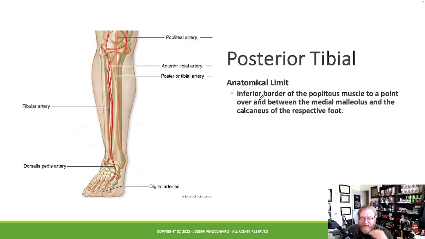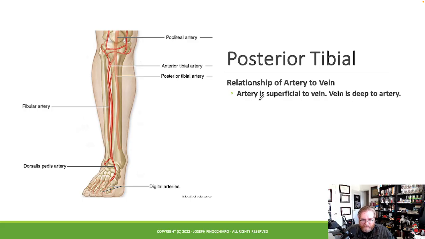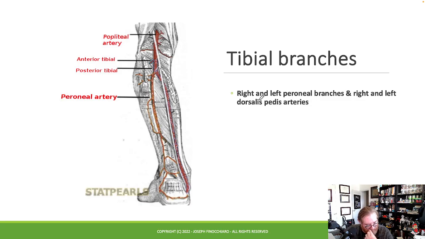It is very hard to confuse the anterior and posterior tibials if you simply know what the calcaneus is and if you know what the dorsalis is. It is very, very easy to keep them separate. There is no difference. The artery is superficial to the vein. The vein is deep to the artery. There are some tibial branches, the right and left peroneal branches, right and left dorsalis pedis arteries.